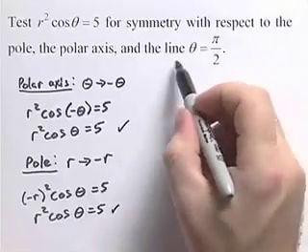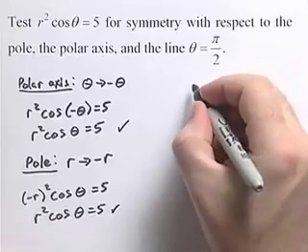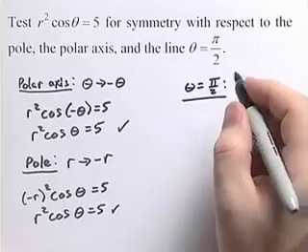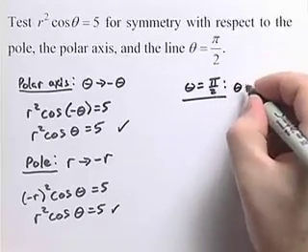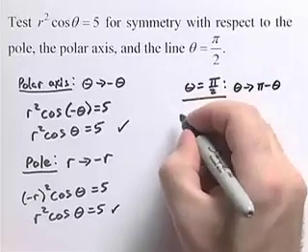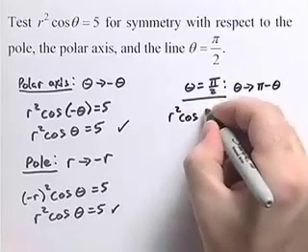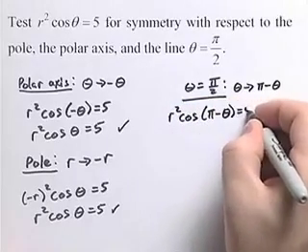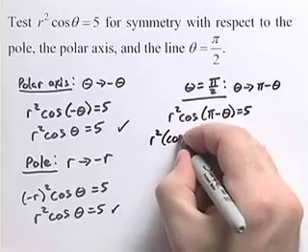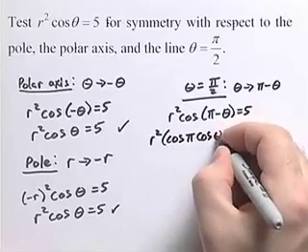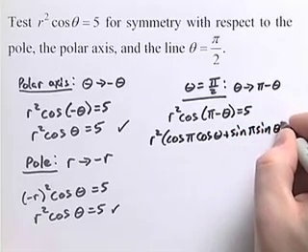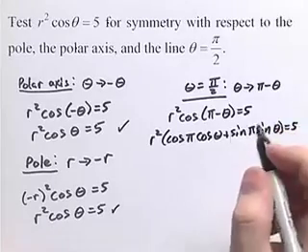Third symmetry we need to check for is symmetry around the line theta equals pi over 2. To check for this symmetry, we're going to replace theta with pi minus theta and see if we get the same result. So we're going to have r squared times the cosine of pi minus theta equals 5. That's going to be r squared times the cosine of pi times the cosine of theta plus the sine of pi times the sine of theta is equal to 5.